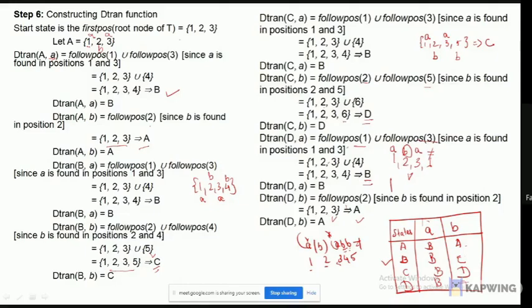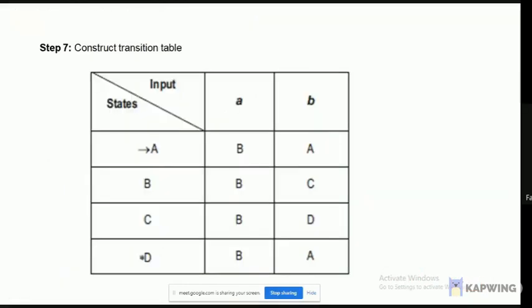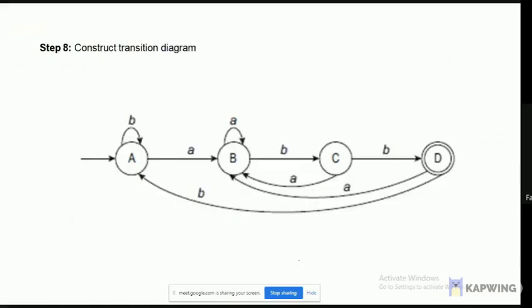RE to NFA, NFA to DFA, or this one. So which is the start state? A is the start state. And which has the hash symbol? D has the hash symbol, so D is the final state. The final state is represented like this. Can we draw the transition diagram? That is the DFA. From the table, you can easily draw this.